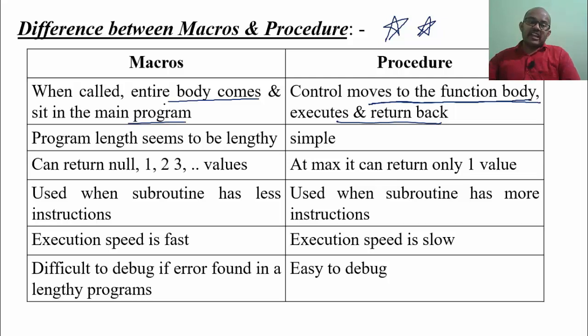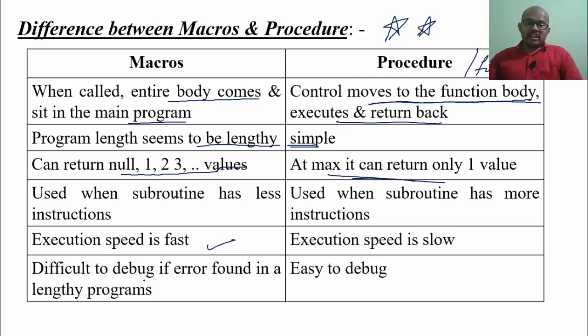At the time of returning, in the case of macros, it can return a null value, a single value, two values, three values, up to n values. But in the case of a procedure or function, at max it can return only one value. So program length seems lengthy for macros, but here it is simple. Macros are used when the subroutine has fewer instructions, but for procedures instruction length does not matter. Execution speed of macros is much faster because in the case of a procedure, context switching has to take place, nothing but saving and restoring has to take place. But in the case of macros, the instructions are already available.